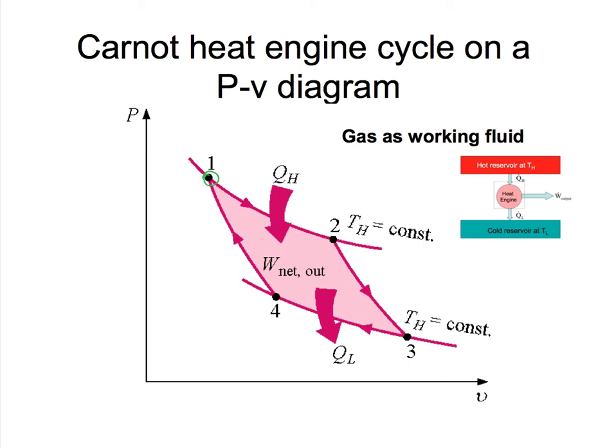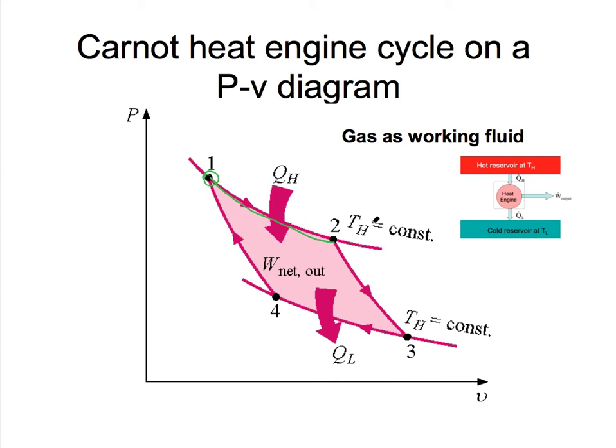And in an isothermal process, if it's an isothermal heat addition process in which the heat engine would absorb heat from the high temperature reservoir, then the ideal gas working fluid would expand and its specific volume would increase, and its pressure would actually decrease if the temperature is kept constant. So we have this isothermal heat addition process in which the heat engine takes heat from the high temperature reservoir to reach condition or state 2 of the working fluid.